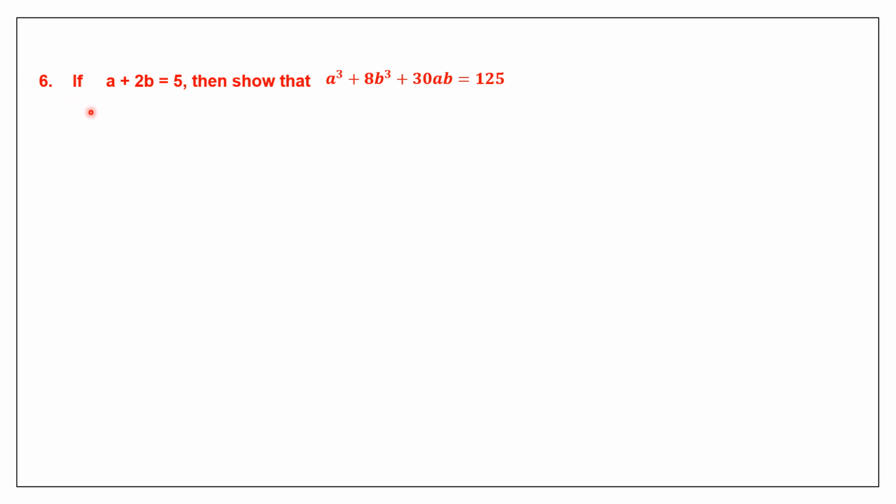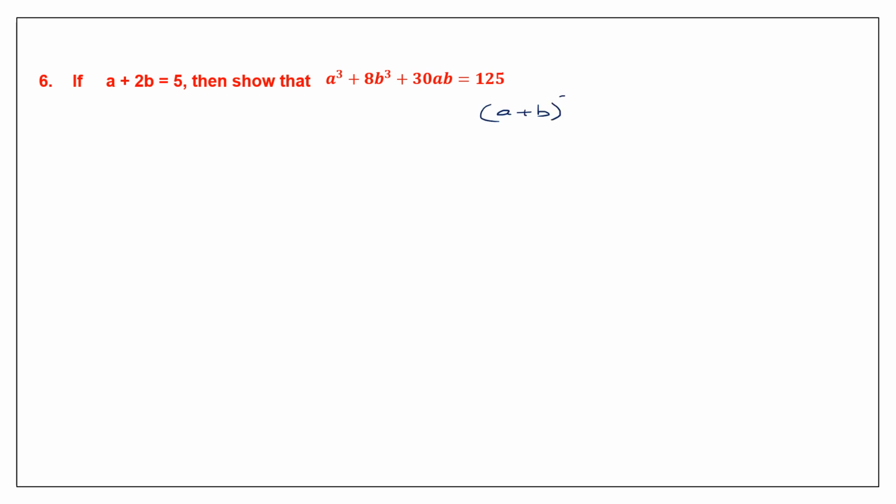Question 5. If a plus 2b is equal to 5, then show that a cube plus 8b cube plus 30ab is equal to 125. Since we have cubes here, we have to cube this. Now that will be (a plus b) the whole cube. Now let's look at the identity (a plus b) the whole cube.